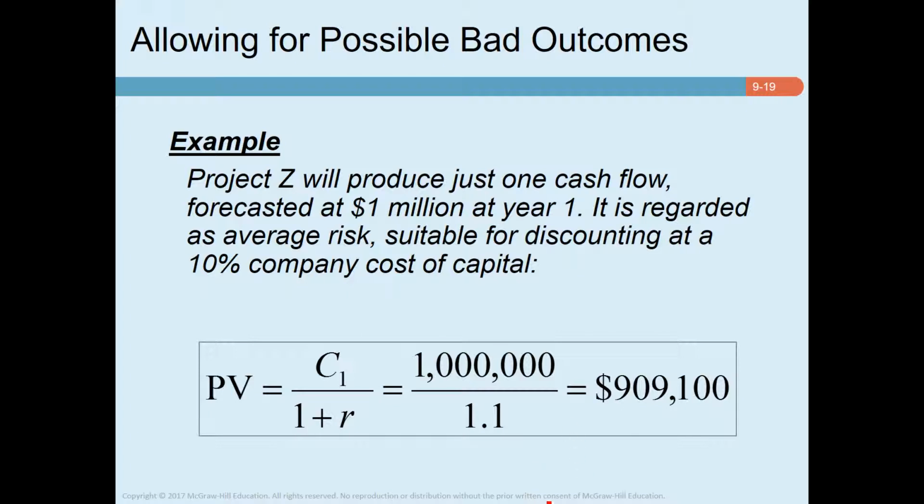Project Jet produces just one cash flow, which is the most likely cash flow for this project, $1 million in year one. It's considered to be an average risk project, which can be discounted using a suitable discount rate of 10%. Now 1 million divided by 1.1, and you can see the present value is $909,100.